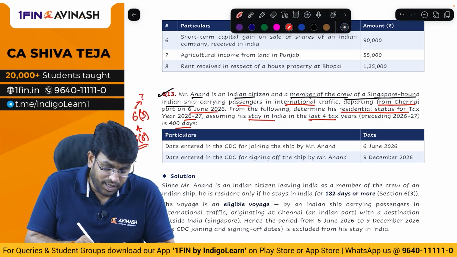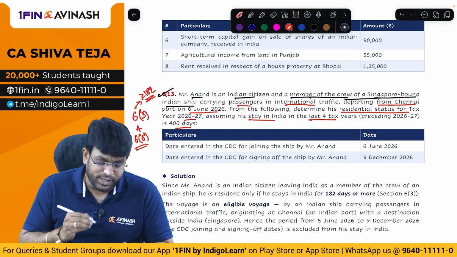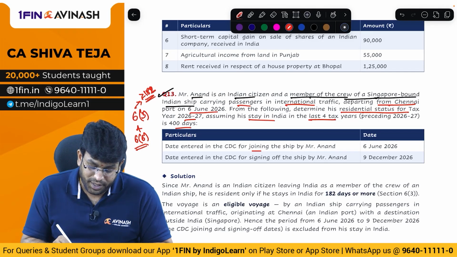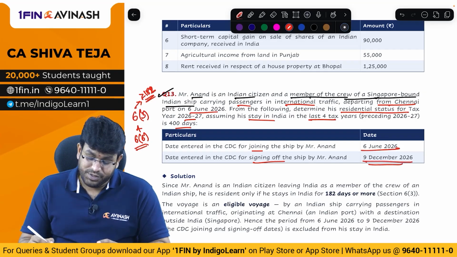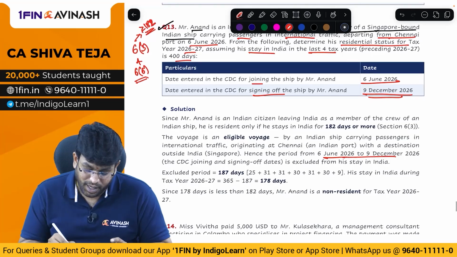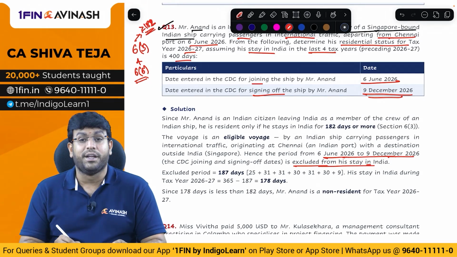And 6.3 says he must be in India for 182 days or more during the previous year. Joining is on 6th June. Signing off is on 9th December. So 6th June to 9th December is excluded from his stay in India.